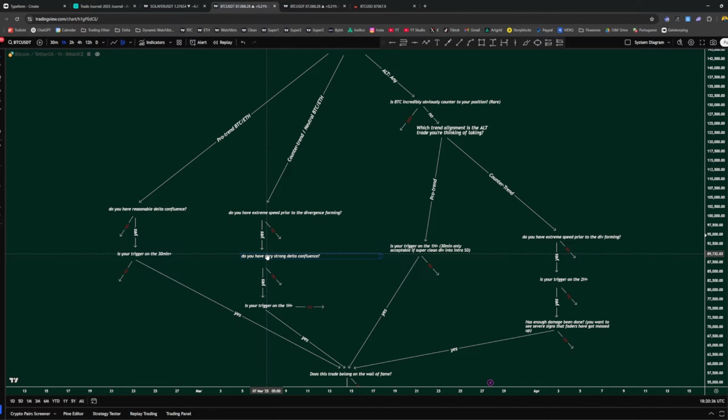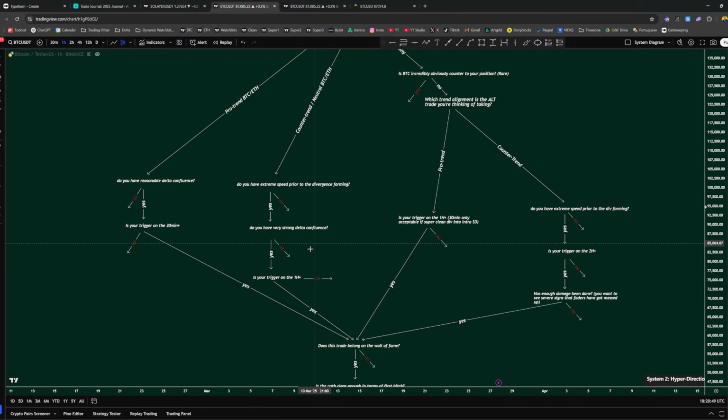Assuming yes, do you have very strong delta confluence? Again, increasing the stringency, right? Here it was reasonable. Take note of the wording: reasonable delta confluence and very strong delta confluence. So assuming I say yes, is your trigger on the 1-hour plus? Again, I'm doubling the time frame up here. The higher the time frame, the higher the validity. So counter trend is very different to pro trend, much more stringent, right?